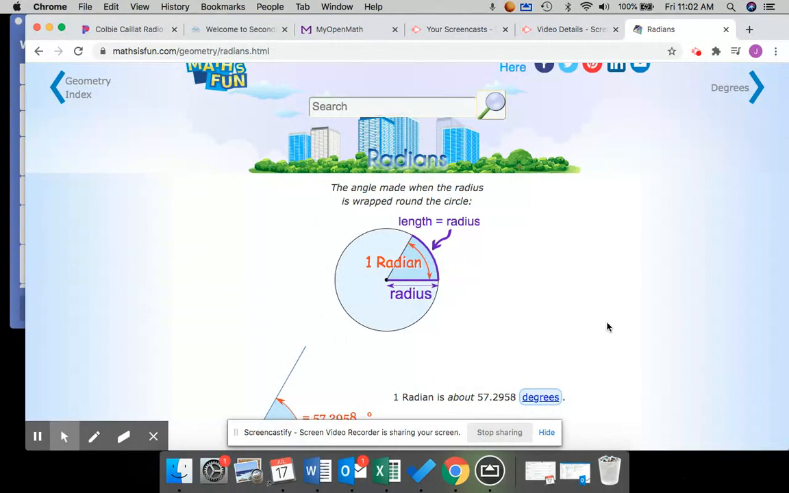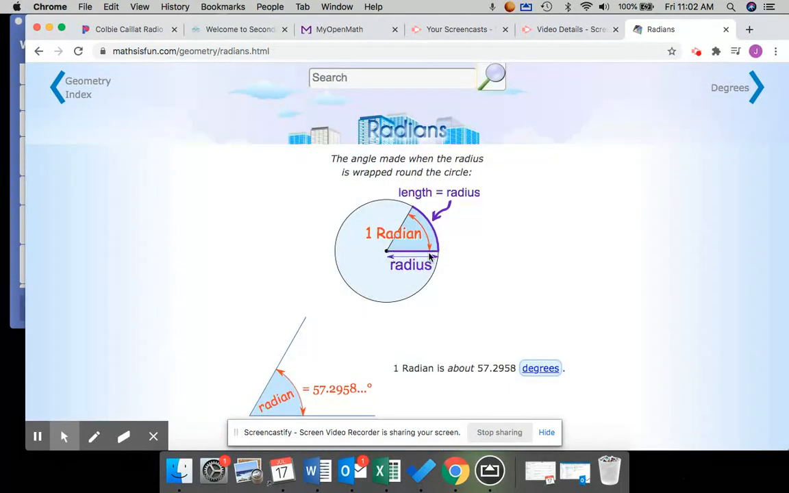A radian is the distance around a circle that is the length of the radius. Recall that a radius is the distance from the center of a circle to the edge of the circle. It's what we use to draw the circle. Here we could say the radius kind of looks like 2 inches. And so what a radian is in that same circle, it's the 2 inches along the circumference.